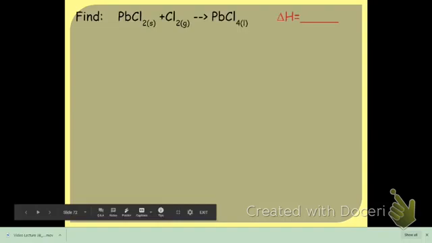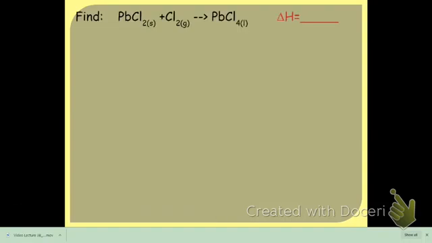Look at the first one. I'm going to walk you through so you can see what we're talking about. This is lead 2 chloride solid plus chlorine gas leads to lead 4 chloride, and for some reason it's a liquid.